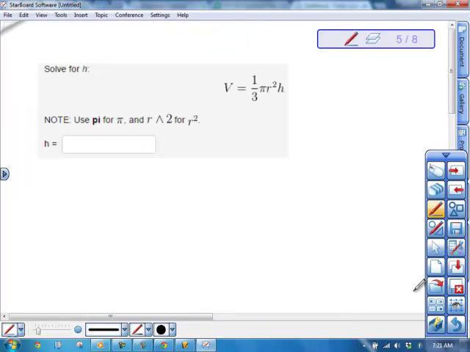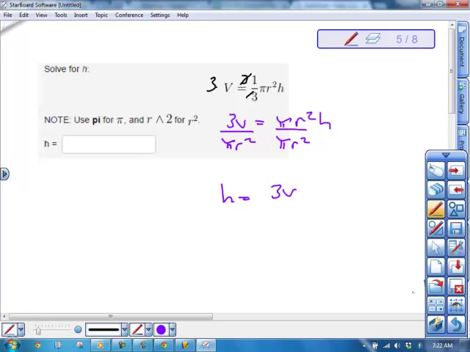Next question wants us to solve for h, so we did that last year quite a bit. To do this, I'd multiply both sides by 3. That way you have 3v equals pi r squared times h. We're solving this for h, so let's divide both sides by pi and by r squared. And we're done. H equals 3v over pi r squared.